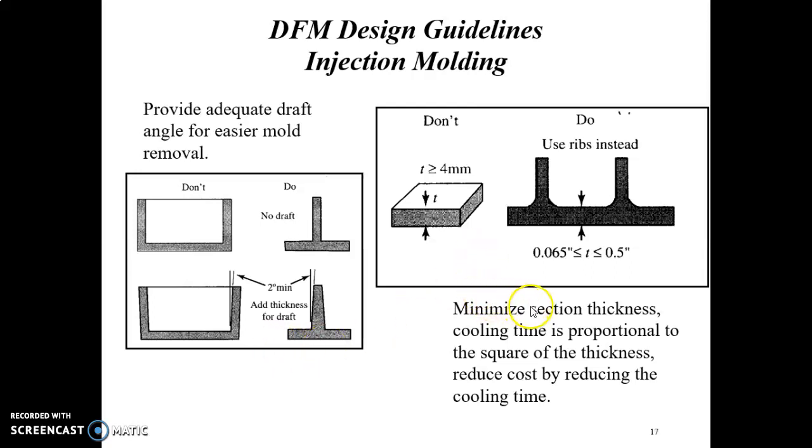Second one, minimize section thickness. Cooling time is proportional to the square of the thickness. Reduce cost by reducing the cooling time. So for this, we should keep wall thickness to the minimum required for the part or product to function effectively. This minimalist approach to part design means that less material will need to be injected into the cavities. Thus, we're reducing the injection time.